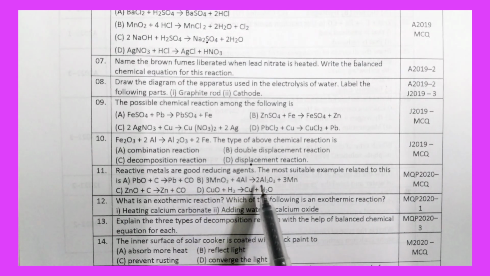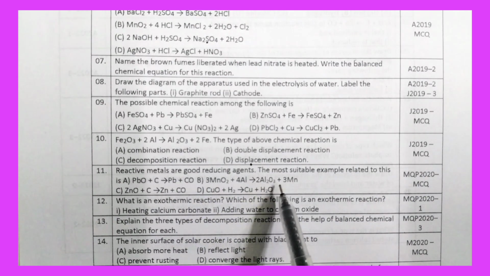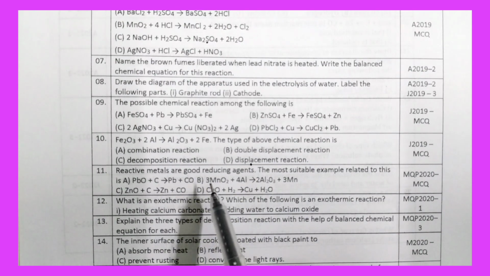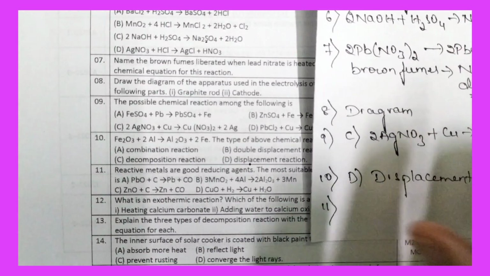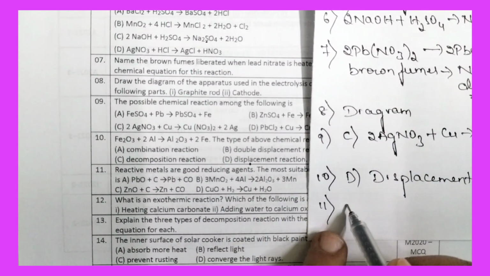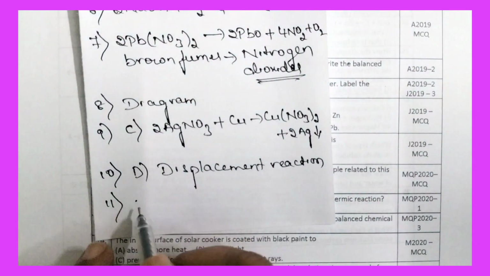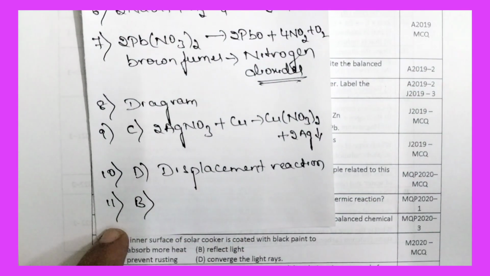3MnO2 plus 4Al give rise to Al2O3 plus 3Mn. So this is a metal that is manganese, and which is a good reducing agent. So now let us answer this question. So for 11th question, the right answer is option B. So what is option B?